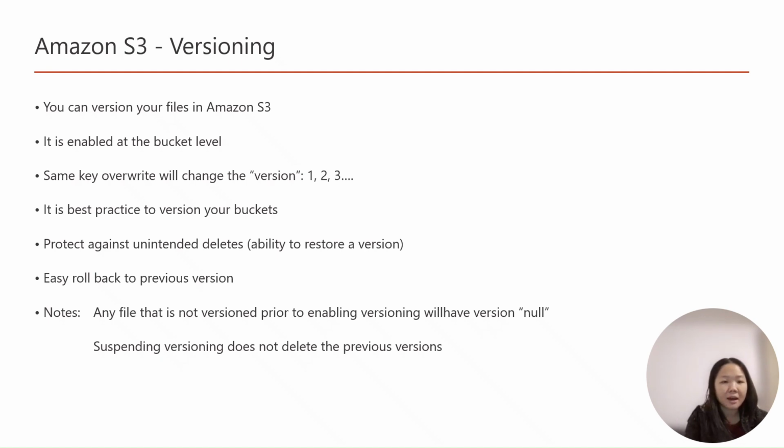It protects against unintended deletes and gives you the ability to restore versions, with easy rollback to a previous version. Any file that was not versioned prior to enabling versioning will have the version null. Suspending versioning does not delete the previous versions.